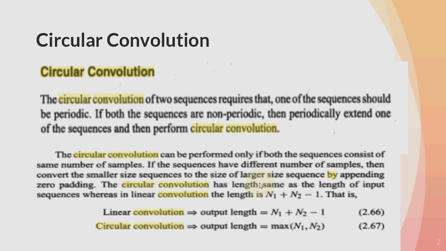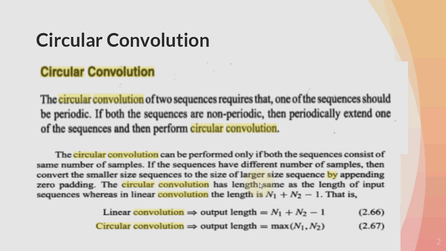If both signals' samples are not the same, then make them the same by adding extra zeros. So if the sequences have a different number of samples, then convert the smaller size sequence to the size of the larger size sequence by appending zero padding. If one sequence is smaller than the second sequence, then we can pad the required zeros to it and make the sequences the same for performing the circular convolution.